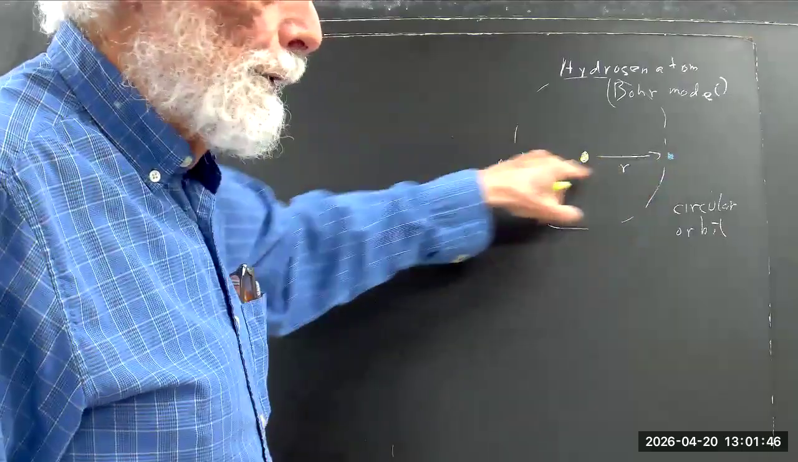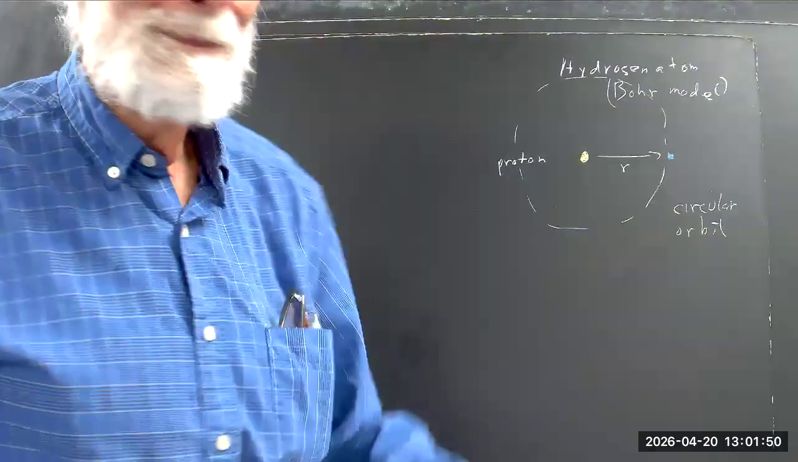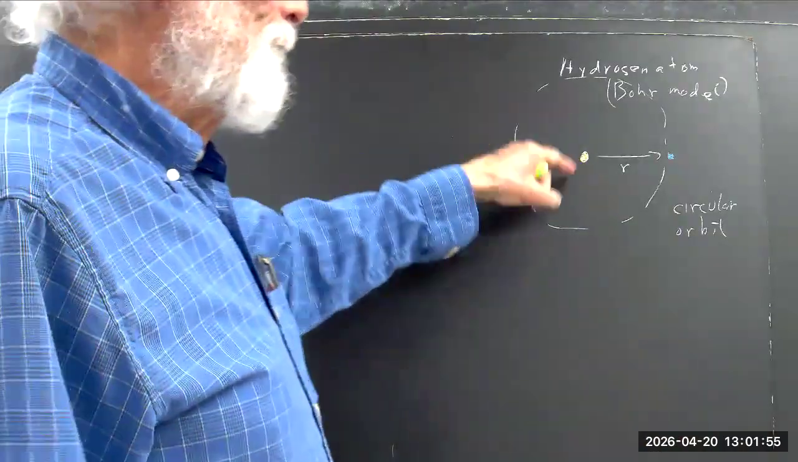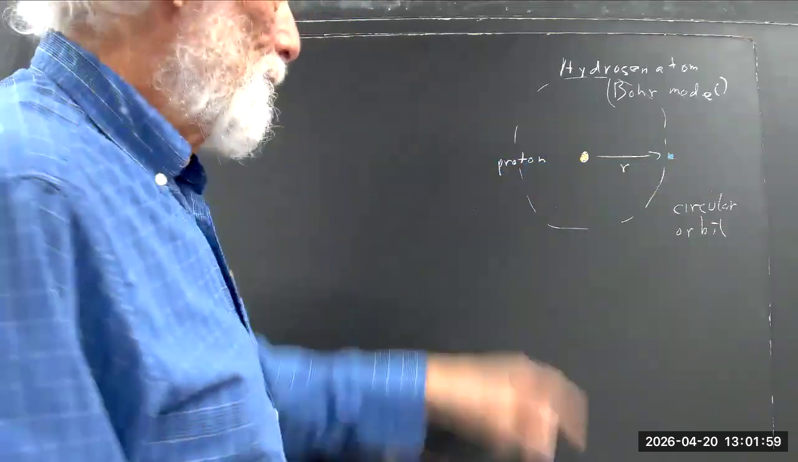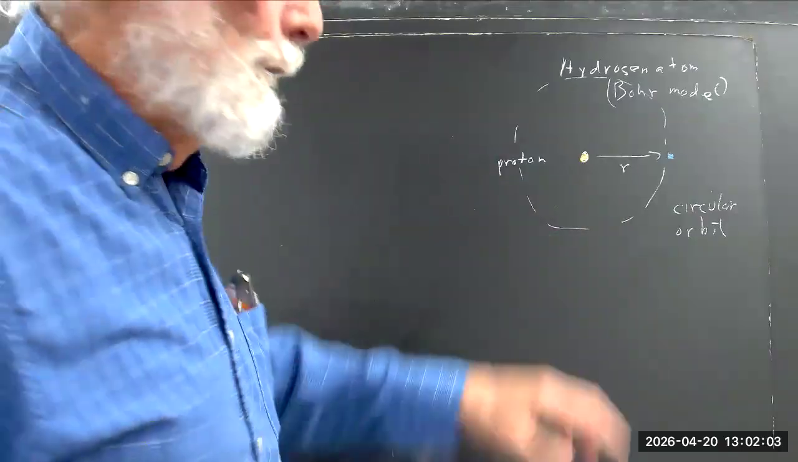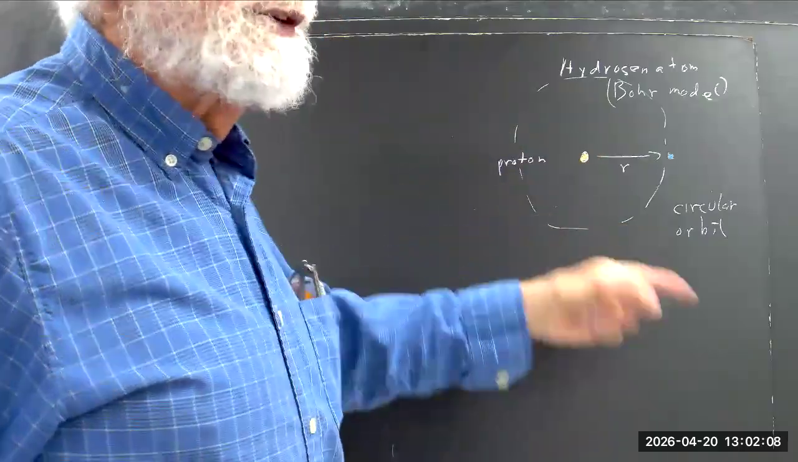You assume the electron is in a circular orbit about the center of mass of the proton-electron pair. Since the proton has nearly 2,000 times the mass of the electron, the center of mass is essentially just the proton, okay? So the proton might wiggle a little bit, but they don't really do this anyway.